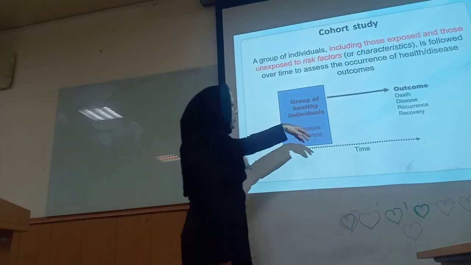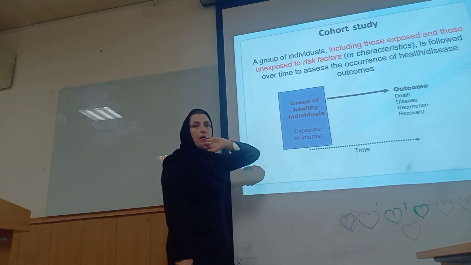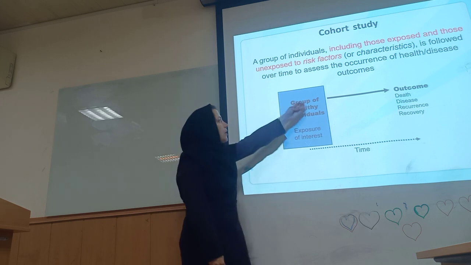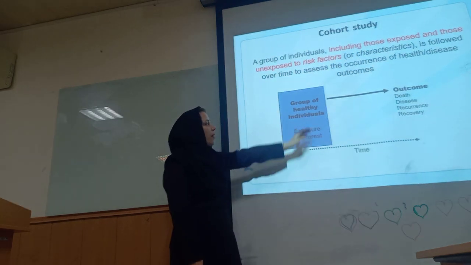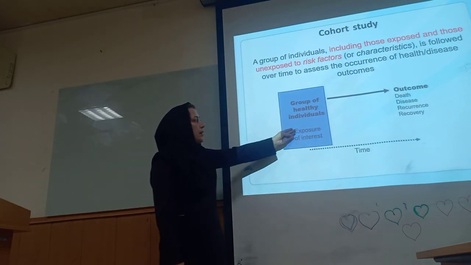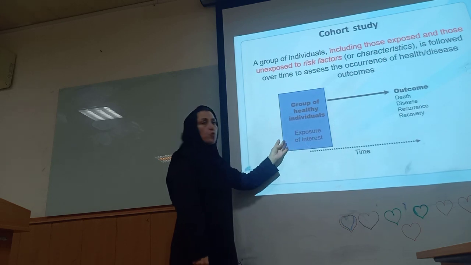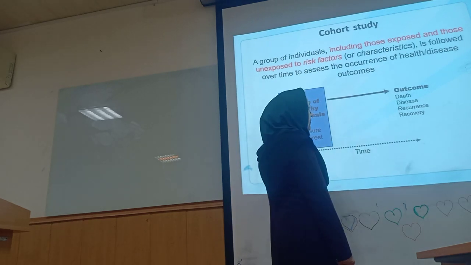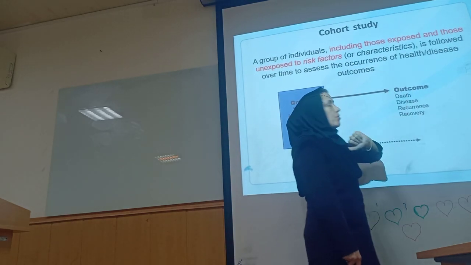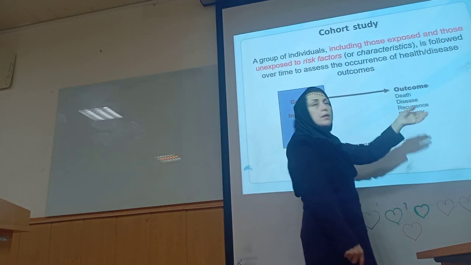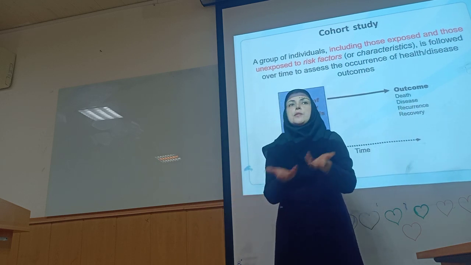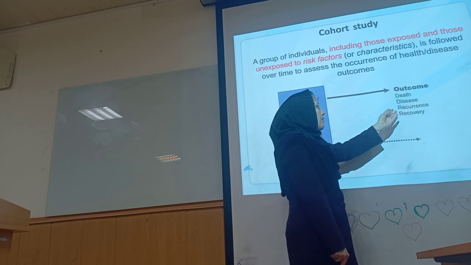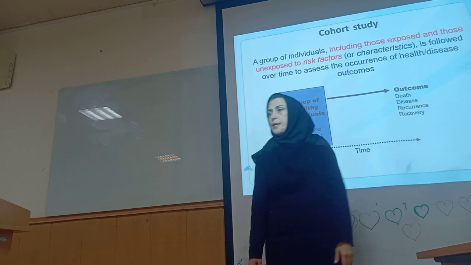This slide summarizes all the subjects that I explained to you. We have a group of healthy individuals. We assess exposure of interest. We have time and assess outcome. Outcome could be negative, sometimes could be positive. For example, deaths, disease, recurrence, or recovery.